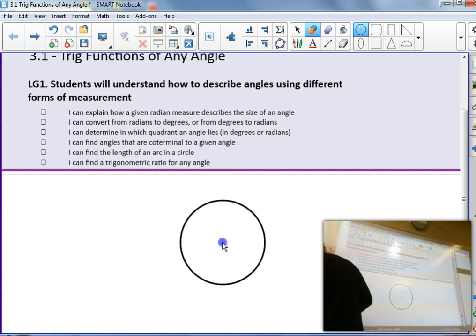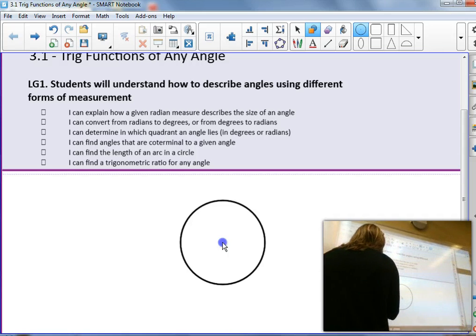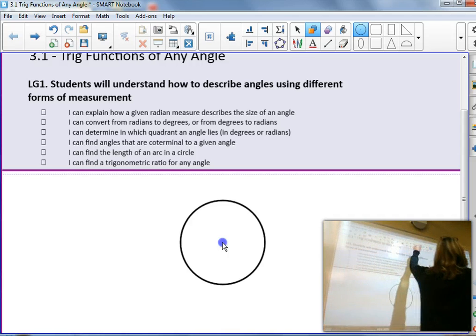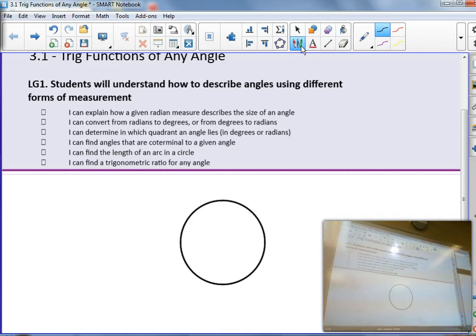A radian. Oh, this is a radian. Circle. That's some radians. You guys even practiced drawing them. It's the measure of a central angle. She said that.